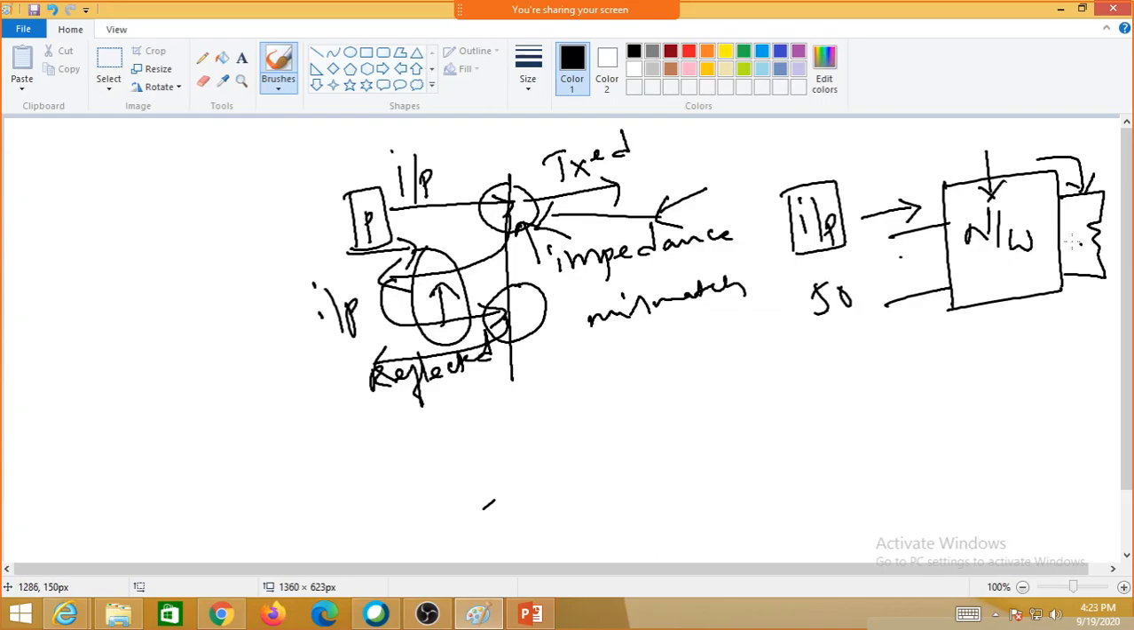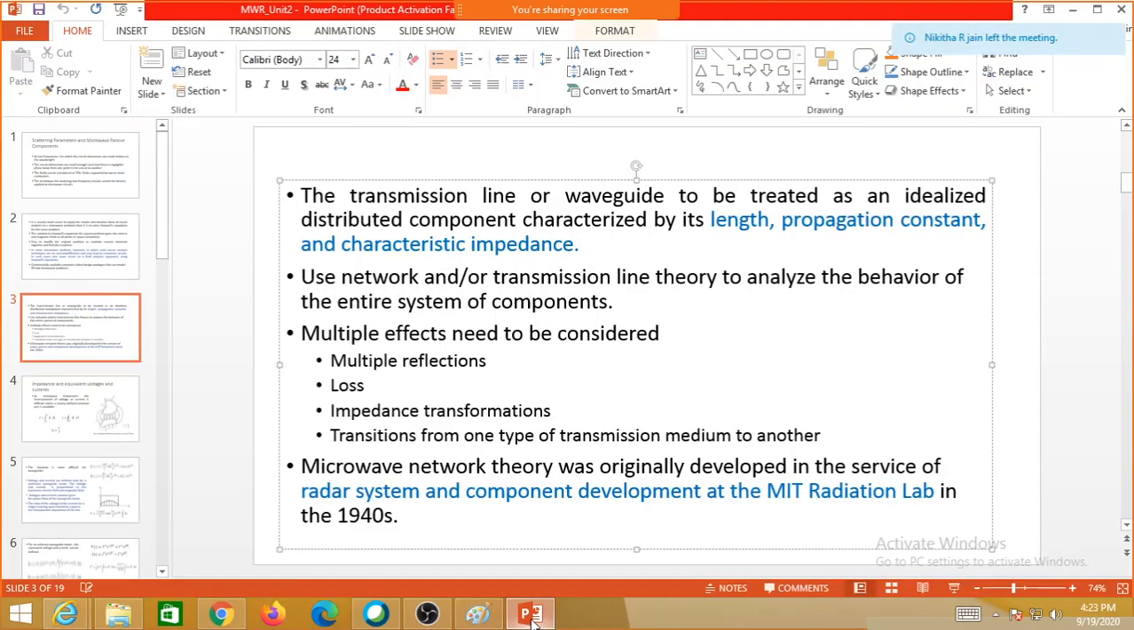So that's why, whenever you take any microwave network or microwave component, the impedance transformation is very important. It may be a matched condition, or some applications may need an unmatched condition. So you need to take it with respect to the problem. So this impedance transformation is also important.